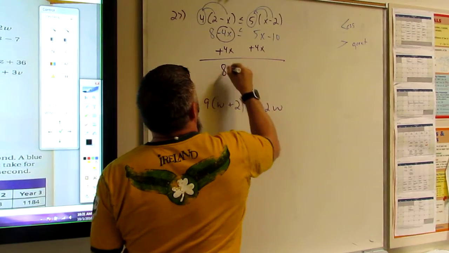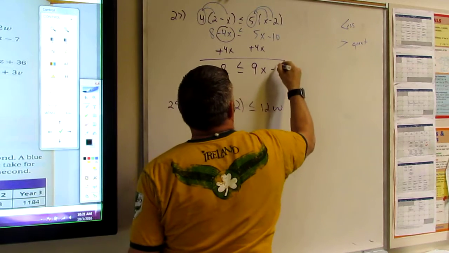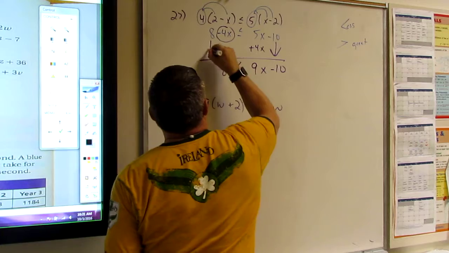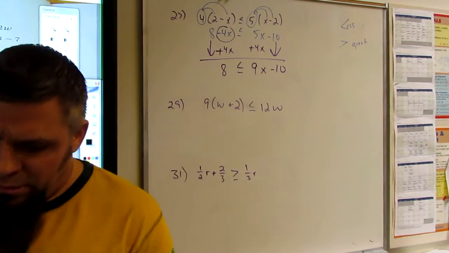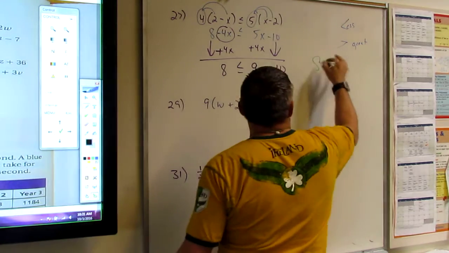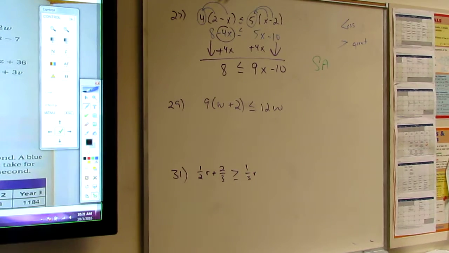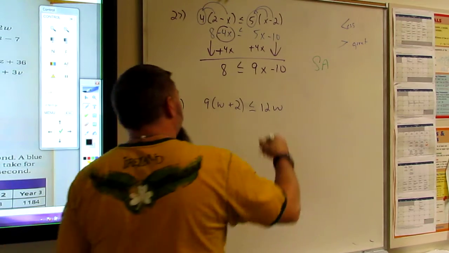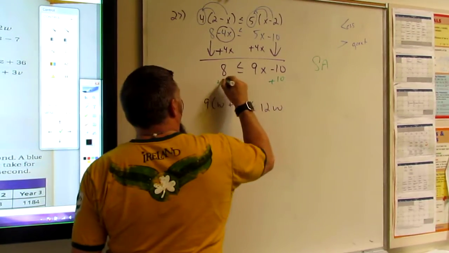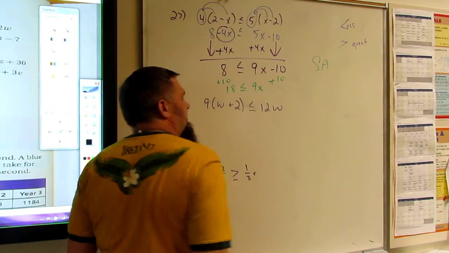Alright? So, I got 8 is less than or equal to 9x minus 10. Because this just comes down. And now it's SAT MEP again, right? Subtraction and addition. So what I'm trying to do is get the variable alone. Plus 10. Plus 10. So I get 18 is less than or equal to 9x.